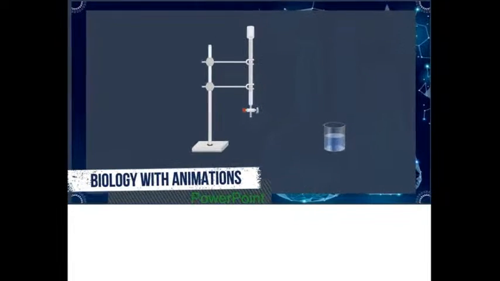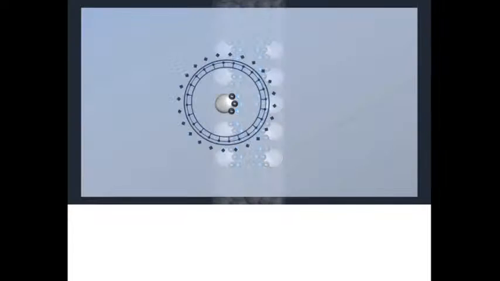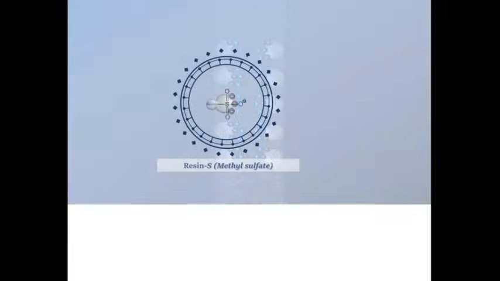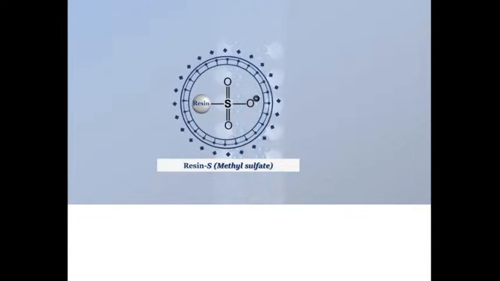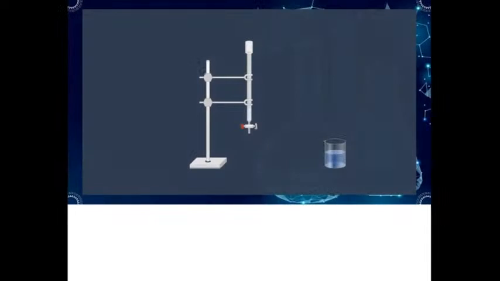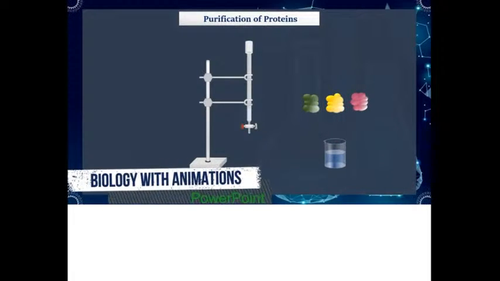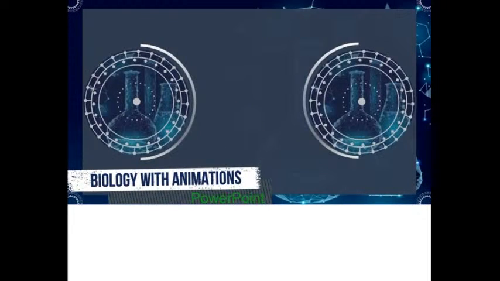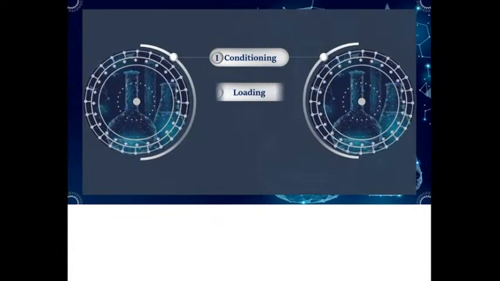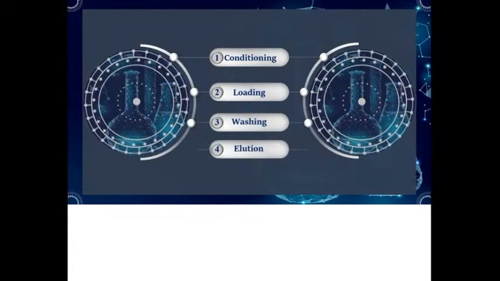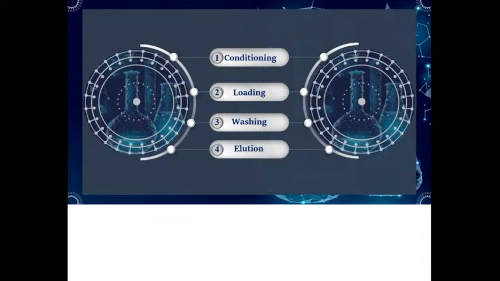In cation exchange chromatography, positively charged molecules are attracted to a negatively charged solid support, commonly beads that provide negatively charged functional groups, such as resin methyl sulfate. Ion exchange chromatography is frequently used for the separation and purification of proteins. The basic process of this chromatography can be represented in 4 steps: conditioning or equilibration of the stationary phase, sample loading, washing, and elution of the retained molecules.